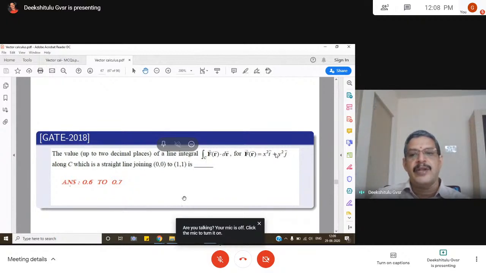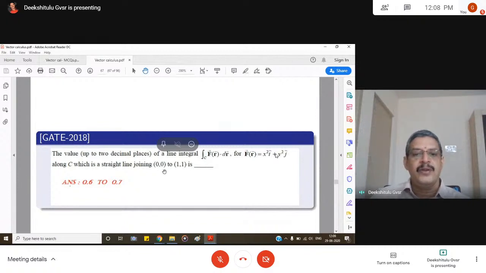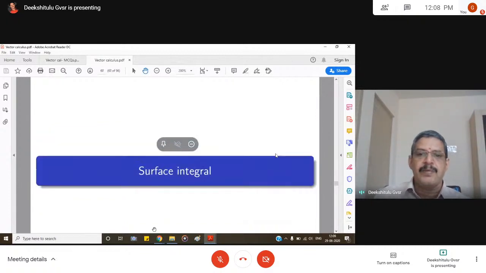The value of the line integral, integral over C of F dot dr, is asked in GATE 2018, where F is so and so, along a straight line from (0, 0) to (1, 1). I can do it. We have already done similar problems. Then coming to surface integral.